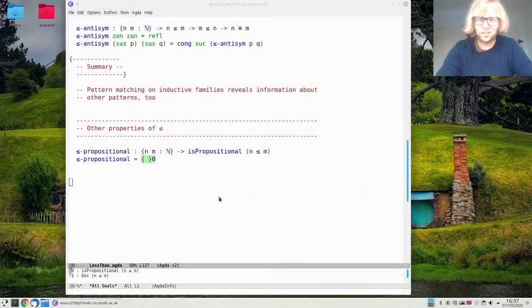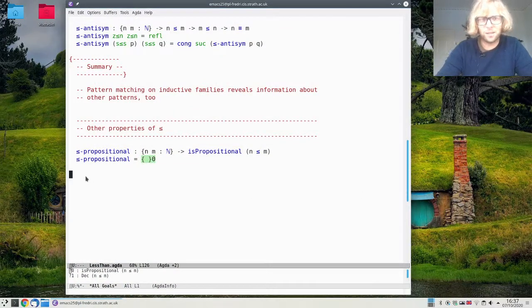Let's look at some other properties of the less than relation. This is not so much about the less than relation or how to use pattern matching on it, even though that's also useful, but to introduce you to some of these concepts that I used.